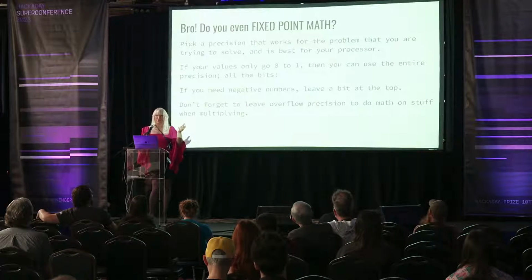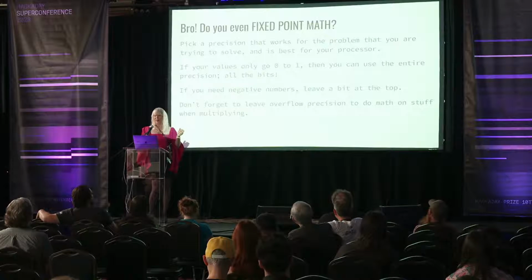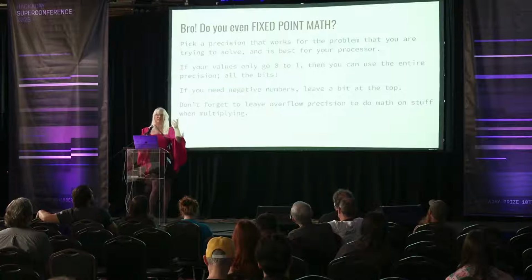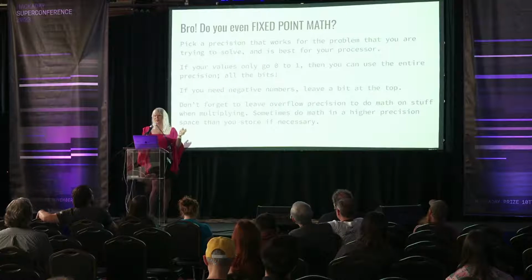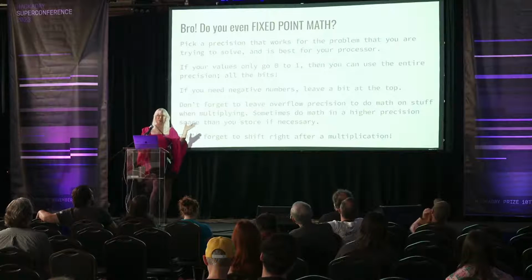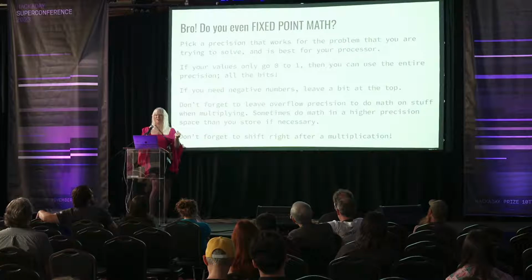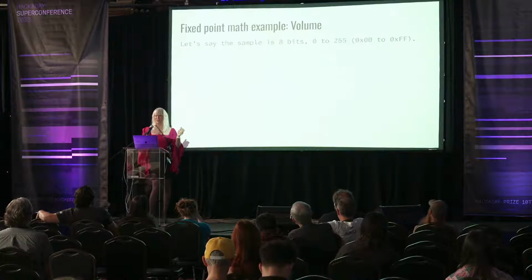Obviously if you need negative numbers, leave a bit at the top, and don't forget to leave overflow precision, because you're going to multiply things, so you're going to need to sort of double your precision. And don't forget to shift it right when you're done. When you output it, you have to get it back to a real number that you can work with. So always keep track of what your precision is.